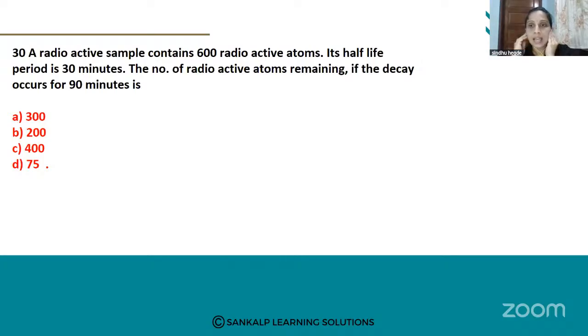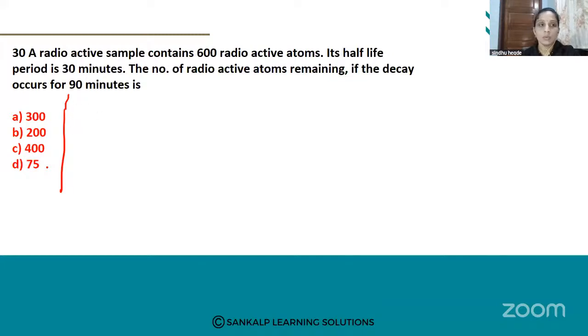So this is the last question in our today's session. A radioactive sample contains 600 radioactive atoms. Its half-life period is 30 minutes. The number of radioactive atoms remaining if the decay occurs for 90 minutes. Again, here they ask a question related to radioactive decay. Now options are A 300, B 200, C 400, D 75.